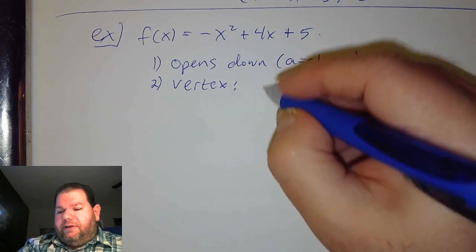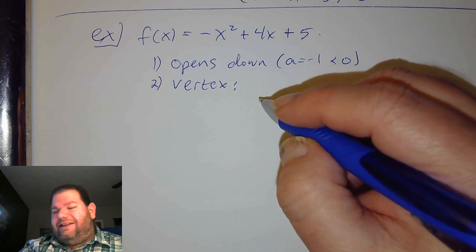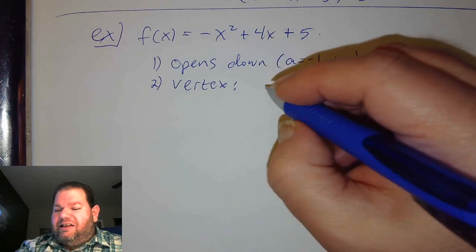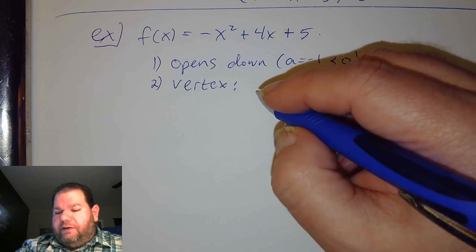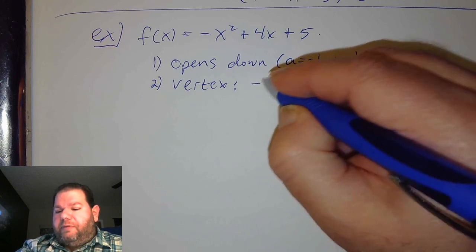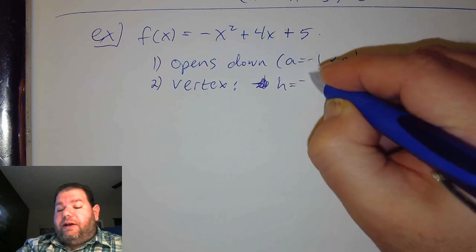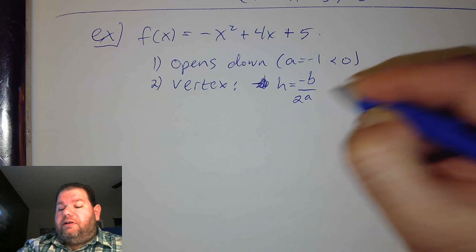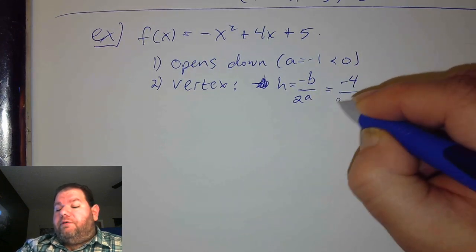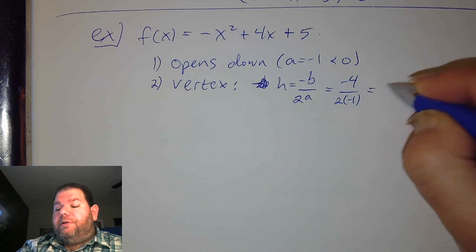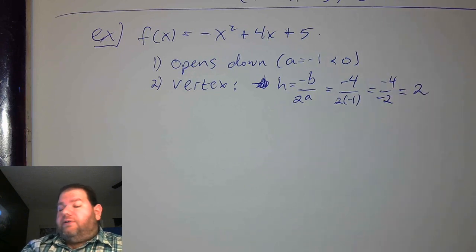Alright, a vertex, in this case, vertex would be negative, or sorry, let me write the whole thing. H equals negative b over 2a. So negative 4 over 2 times negative 1 would be negative 4 over negative 2. So we keep h as 2.